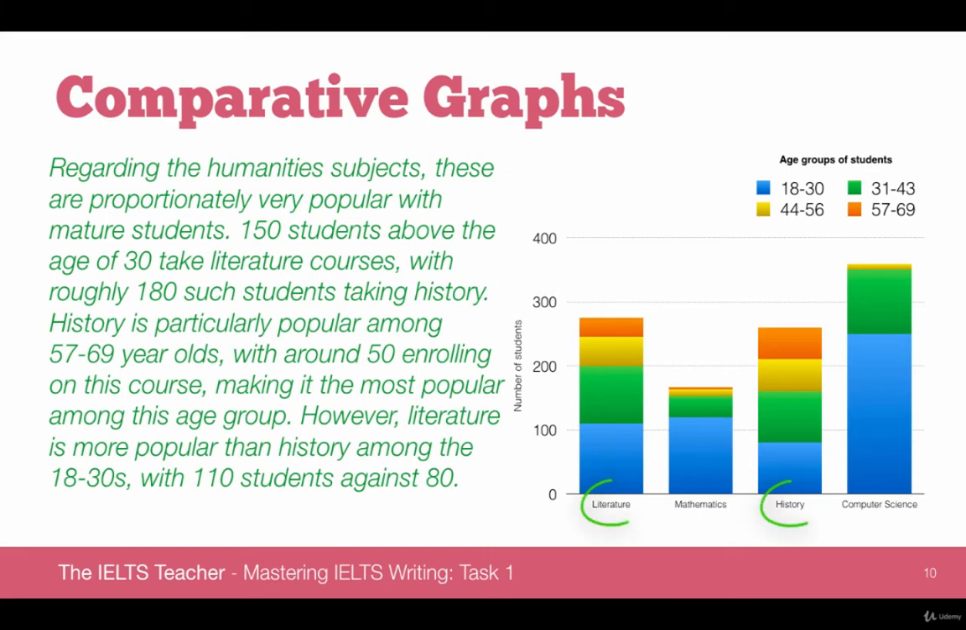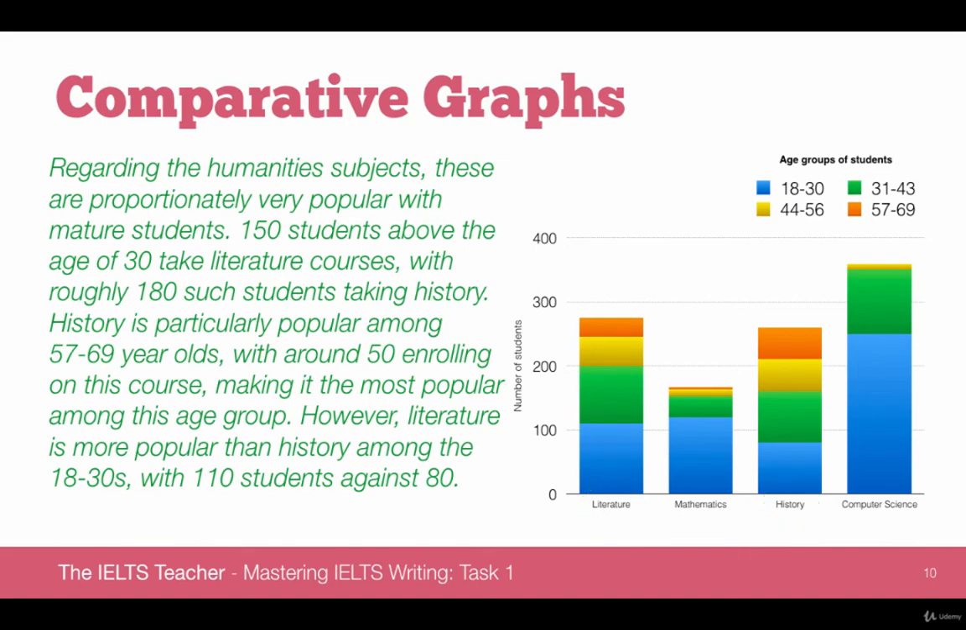Regarding the humanities subjects, these are proportionately very popular with mature students. 150 students above the age of 30 take literature courses, with roughly 180 such students taking history. History is particularly popular among 57 to 69-year-olds, with around 50 enrolling on this course, making it the most popular among this age group. However, literature is more popular than history among the 18 to 30s, with 110 students against 80.